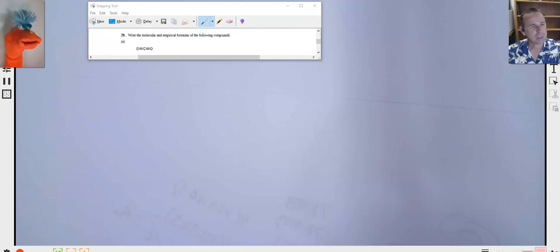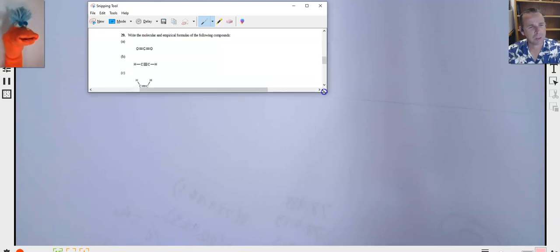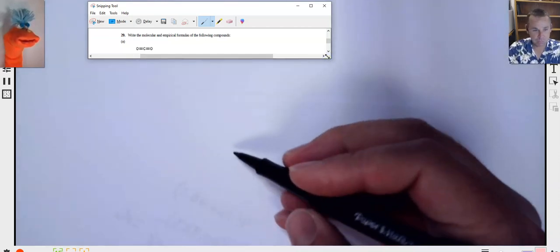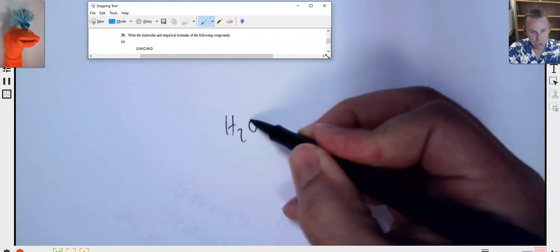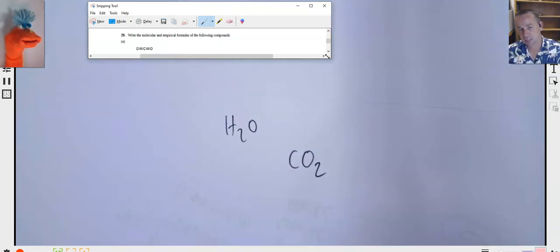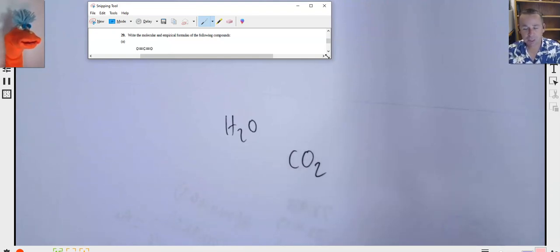Okay. Write the molecular and empirical formula for the following compounds. What's the difference? All right, the molecular and empirical formula. So there are chemical formulas. We've talked about a little bit of a few of them. H2O. In the news all the time you hear about carbon dioxide, and I think that we probably all have an understanding of what that means, CO2.